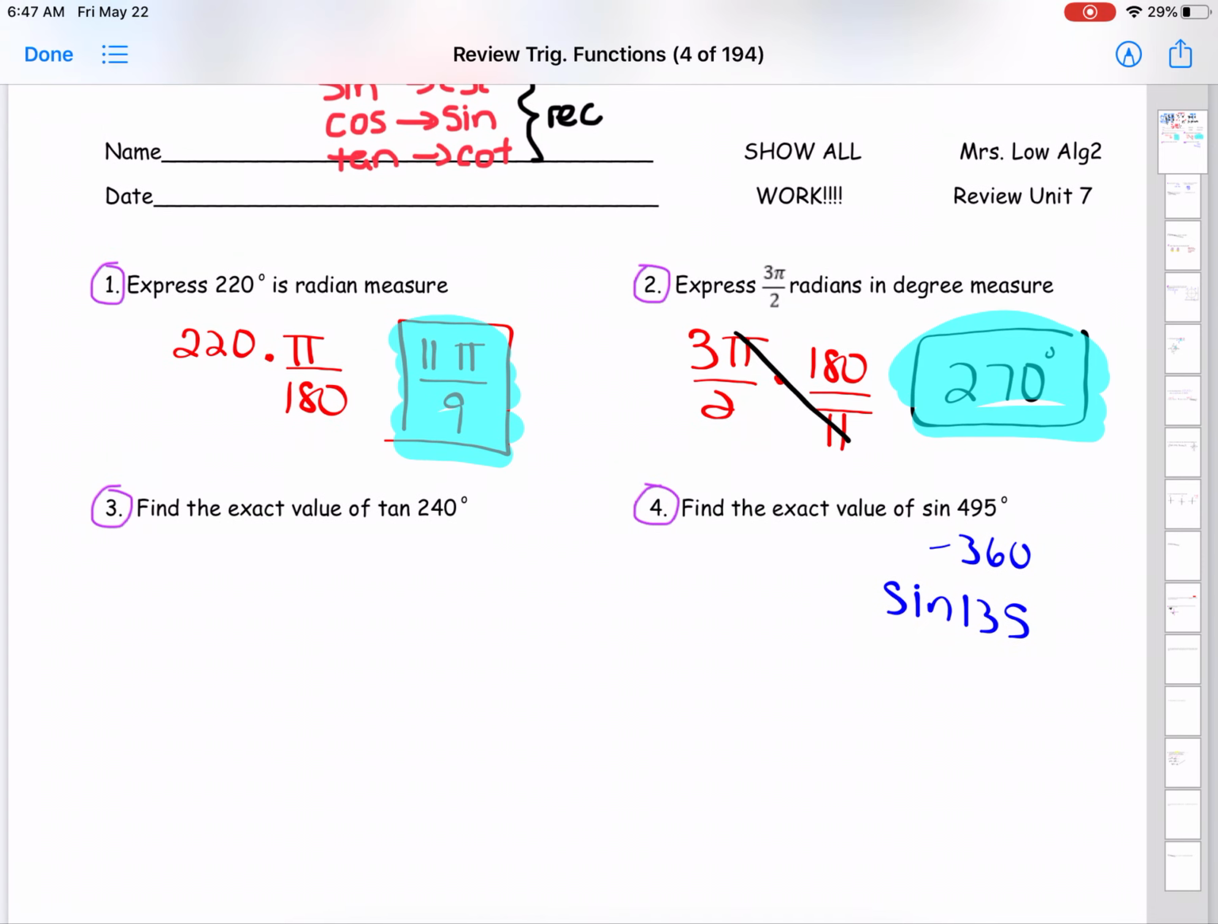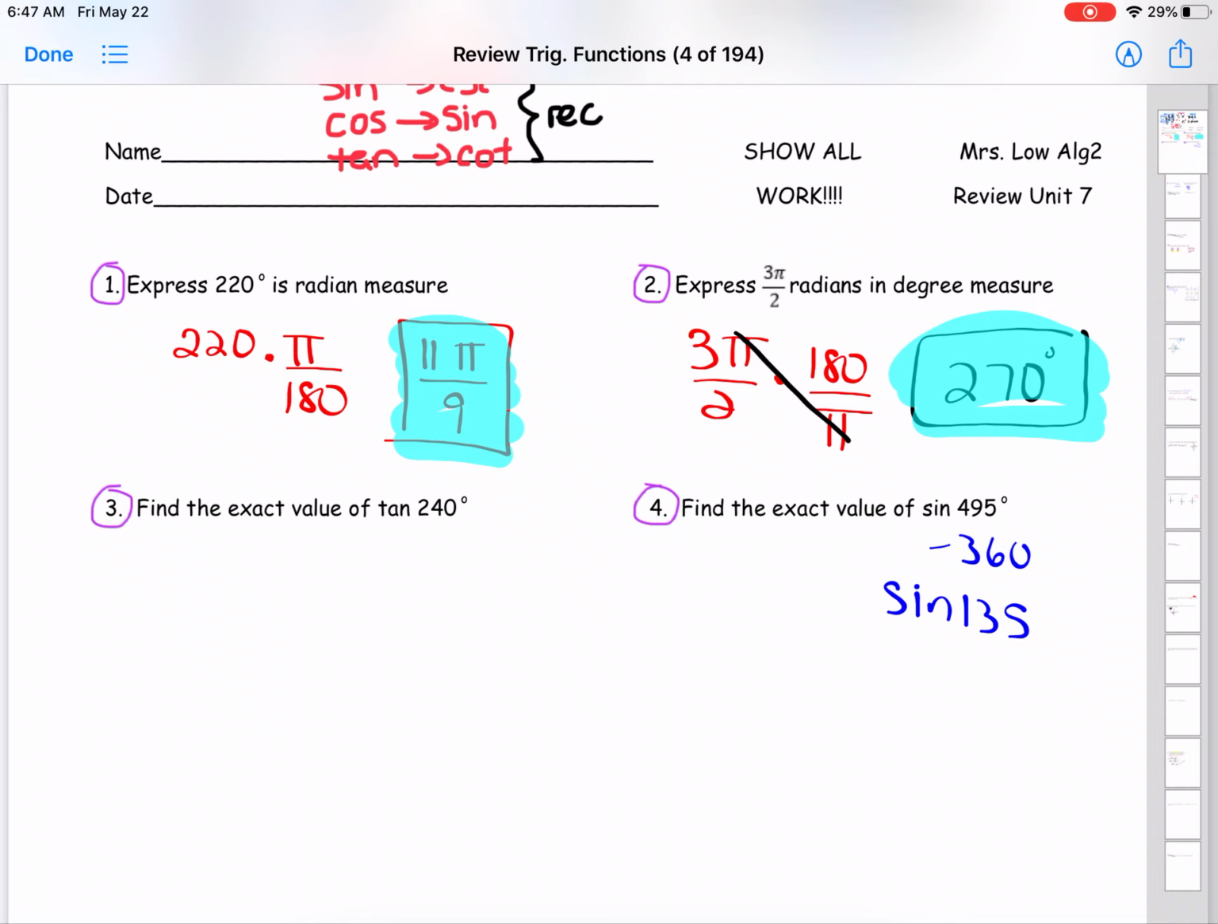Express degrees in radians. So we multiply by pi over 180. What are you going to put in your calculator? You can put 220 divided by 180, right? Because they're on top of one another. And the same thing with number 2. I want you to convert now from radians to degrees. So now we multiply by 180 over pi. And then the pi's cancel. So those are our basic conversions that you do want to remember how to do.